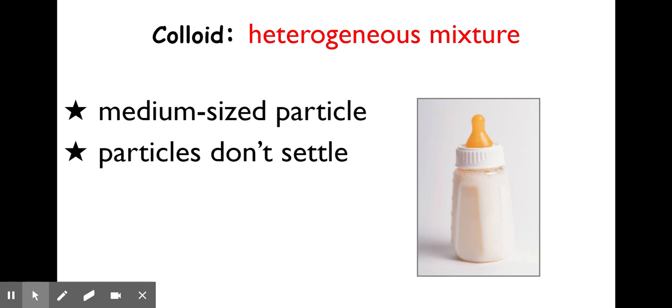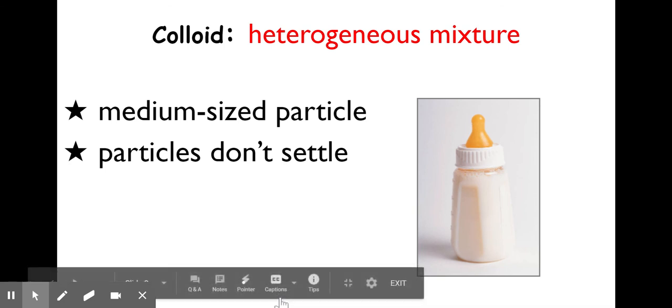And also, if you're interested, watch why the sky is blue. It's basically the same as a colloid. The particles inside the air, the oxygen and nitrogen particles, scatter the light, and when we see it, we observe the blue color.